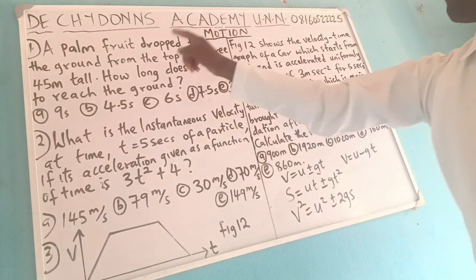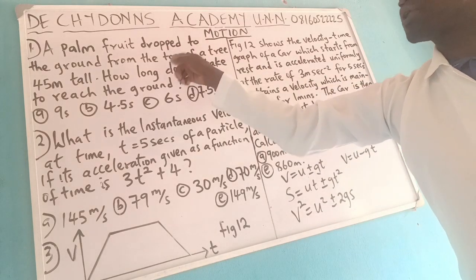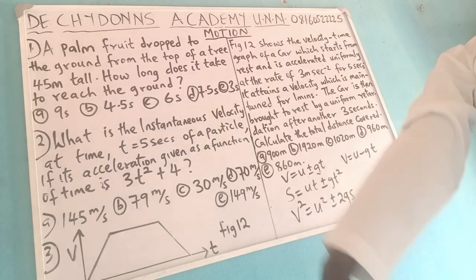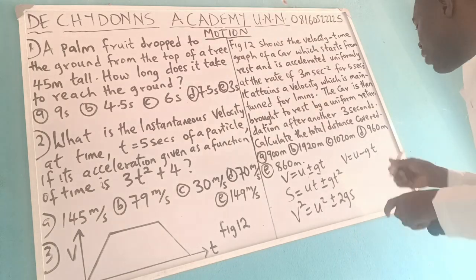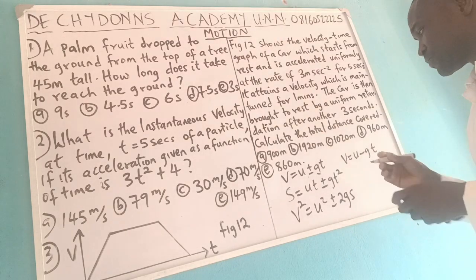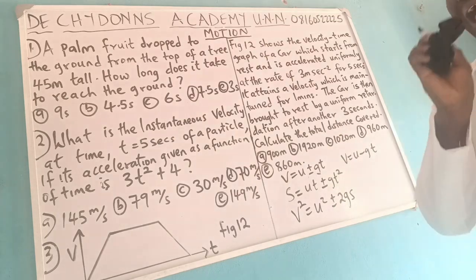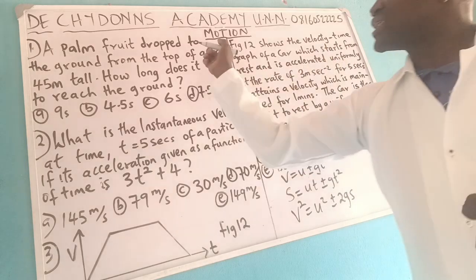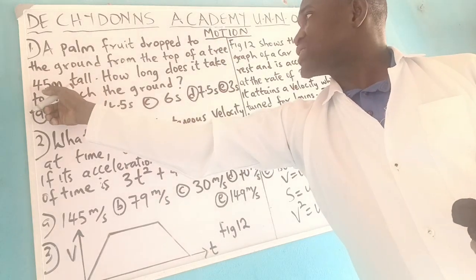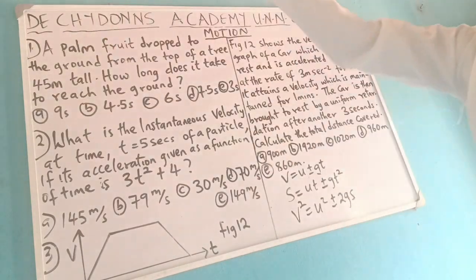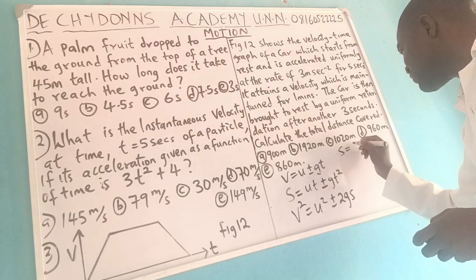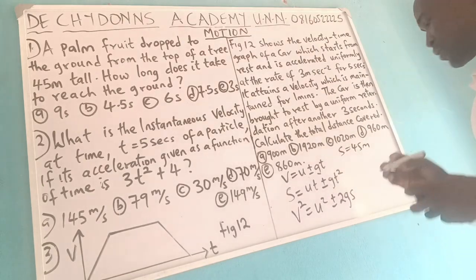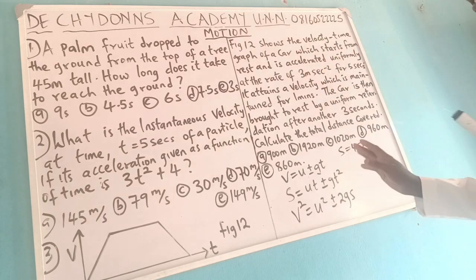Now they say a palm fruit dropped to the ground from the top. It means it's falling from the top, and so the sign we will be using is plus. Now, which of these three formulas are you to use? To know which to use, remember they said the distance covered is given from the top. So S is given to be 45 meters. You need to write down the parameters given to you.